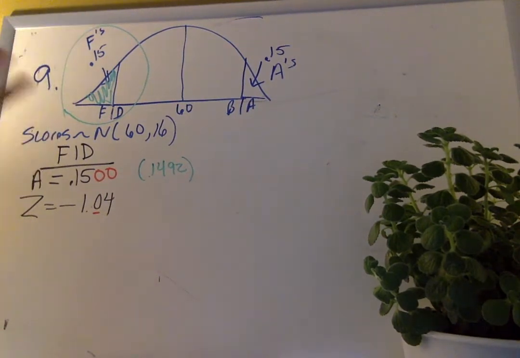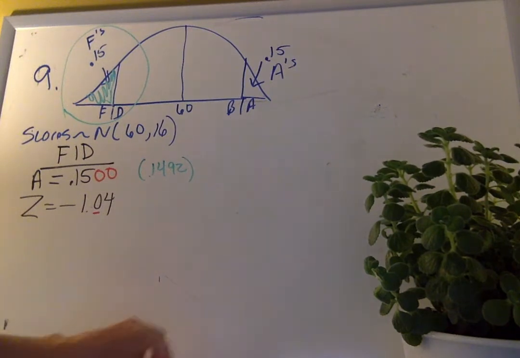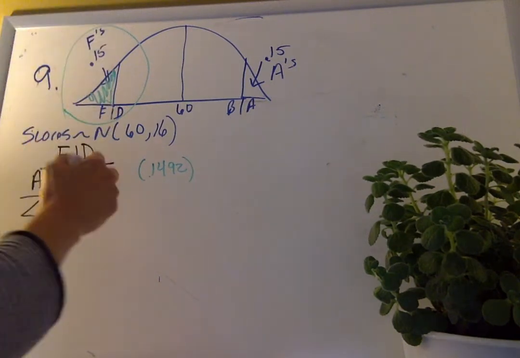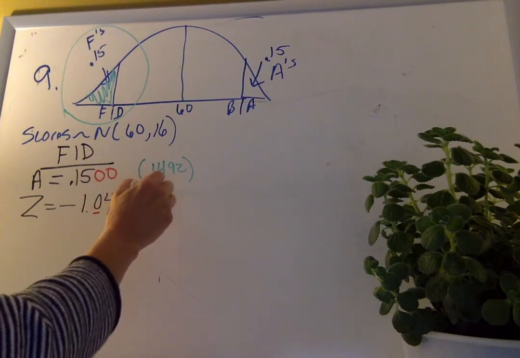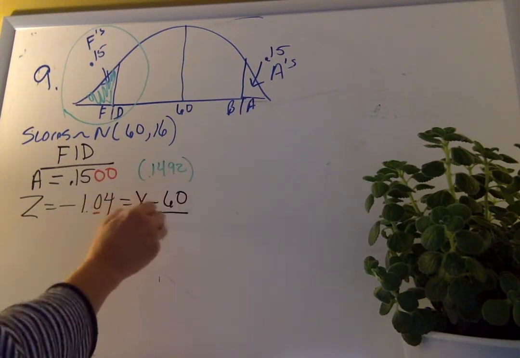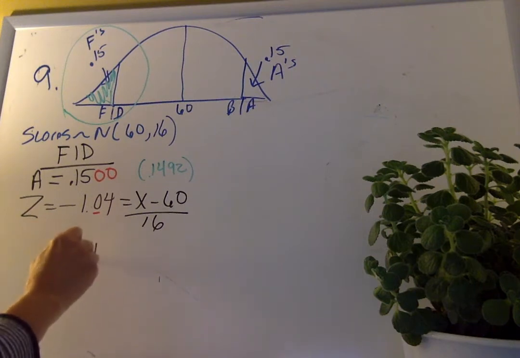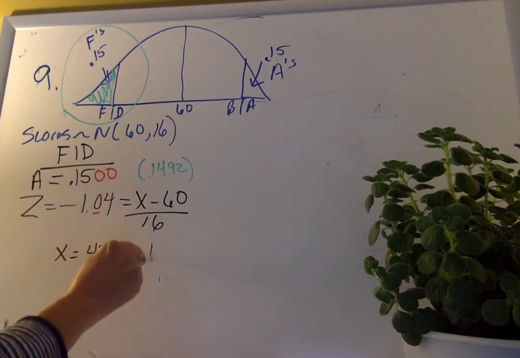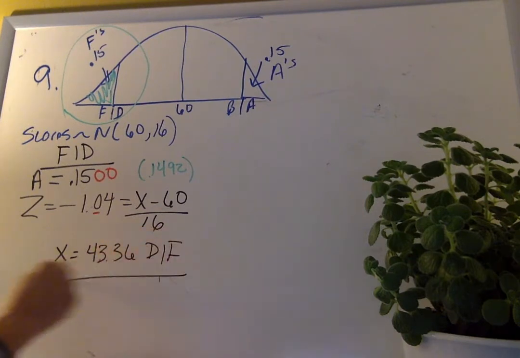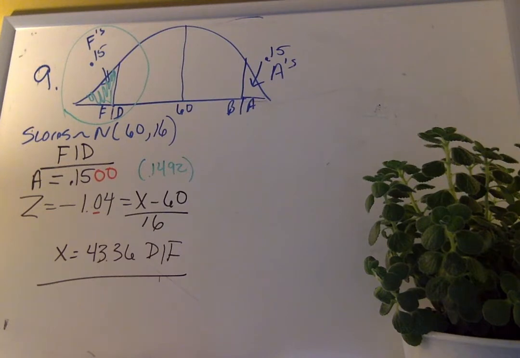Here we go. See how all the thinking occurs before you ever get into the math. Here we go. Equals, I don't know what x is. I know the mean. I know the standard deviation. Now you have to do your algebra. That's the DF line, 43.36. I don't care if you call it 43.4. That is fine. All right, that's half the problem.